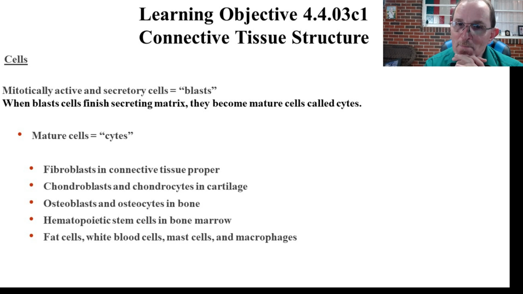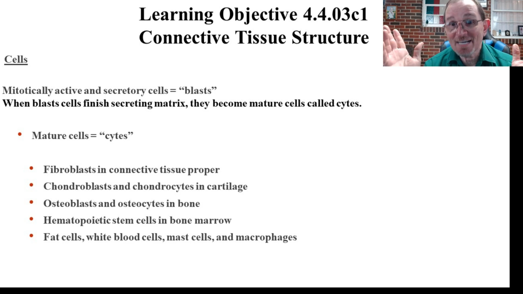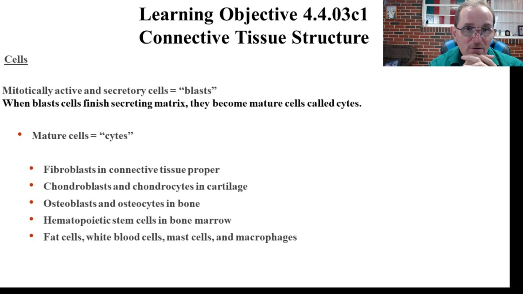the cells that make the fibers, and that's what the connective tissue cells do. They make fibers for the most part. Blood is an exception. We call those blasts because they make them. They can also do divisions. Now, when they're finished, when they no longer make the fibers and no longer divide, then they change from blasts to cytes.